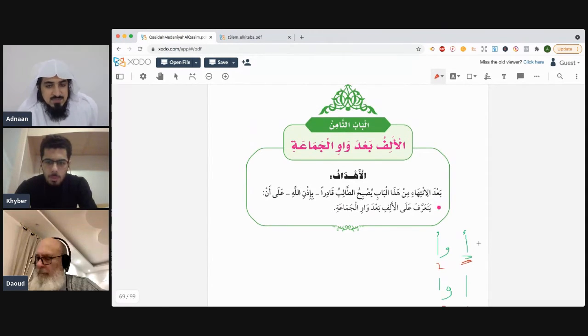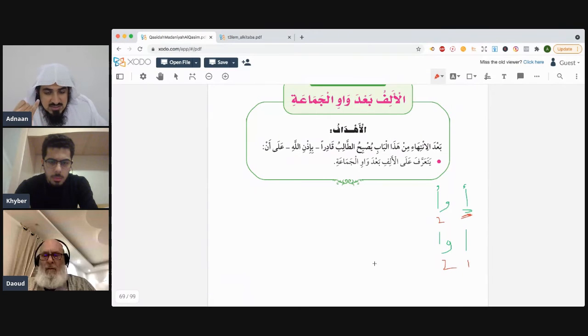Now they're telling us there's another alif that comes. It's an alif only, it's not a hamza. After waw al-jama'a. What's waw al-jama'a? So in Arabic, as you know, there's singular, dual, and plural, right? So 1 man, 2 men, 3 men. Men is plural, correct? When you want to show plural for a verb, and it's masculine, you will put an alif at the end.